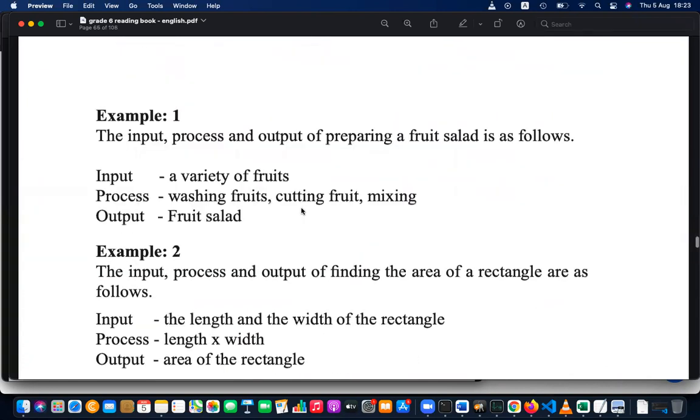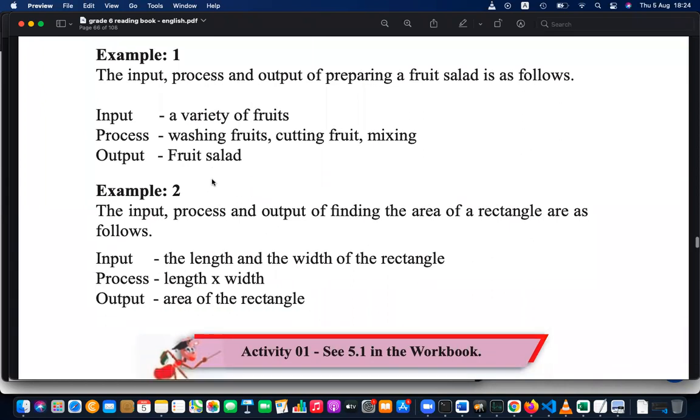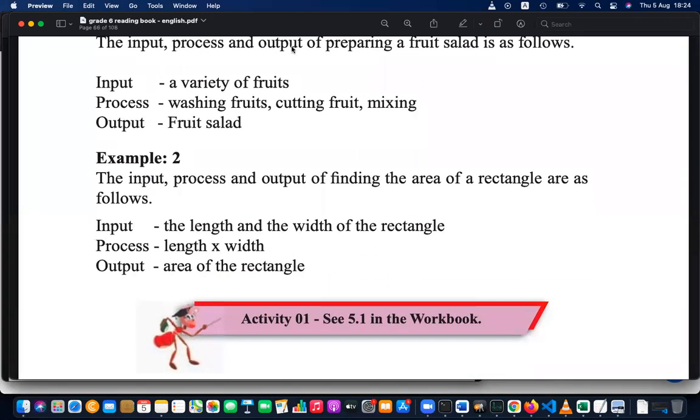Then we learned how to solve a few problems. For example, preparing a fruit salad, we need a variety of fruits. Then we need to cut, wash, and mix them. After that, we can prepare the fruit salad. So the tool that we use to demonstrate this process is called a flowchart. This is required in designing a solution. When you want to plan to solve a problem, we need to design and develop the plan first. To demonstrate the plan, we use flowcharts.